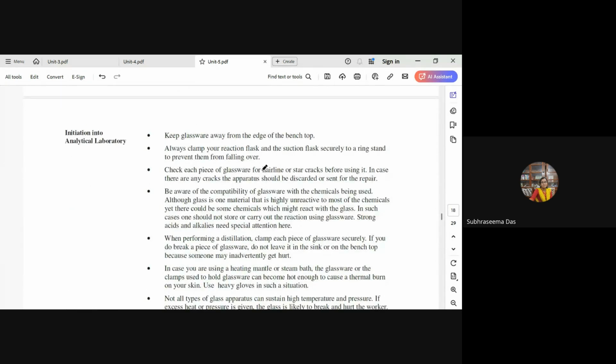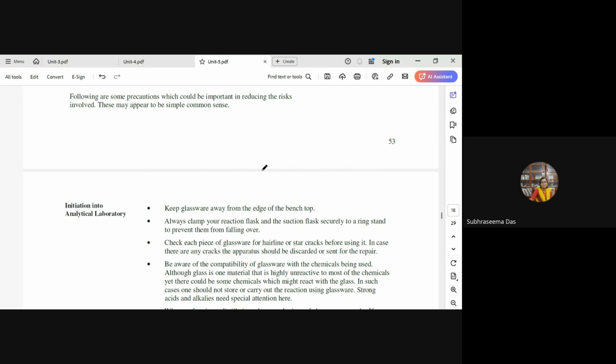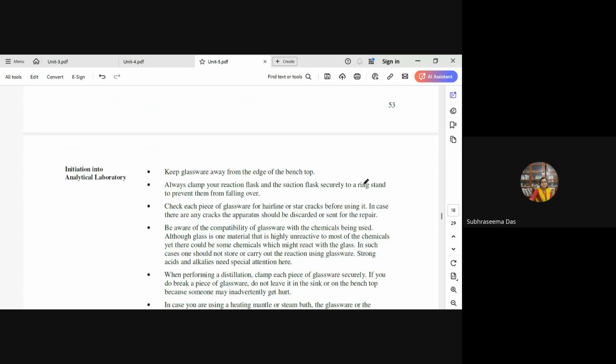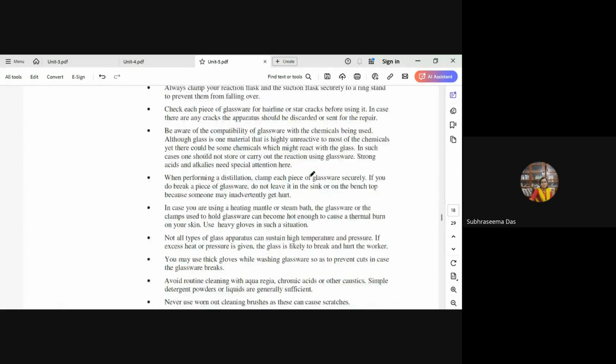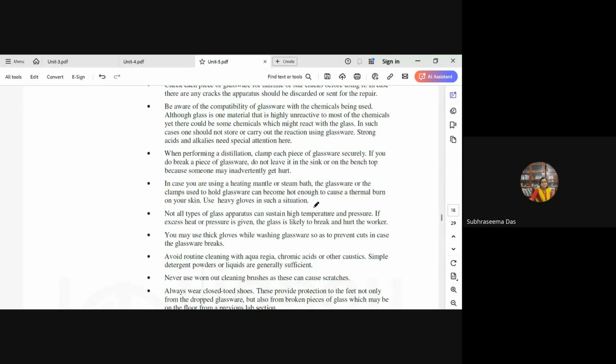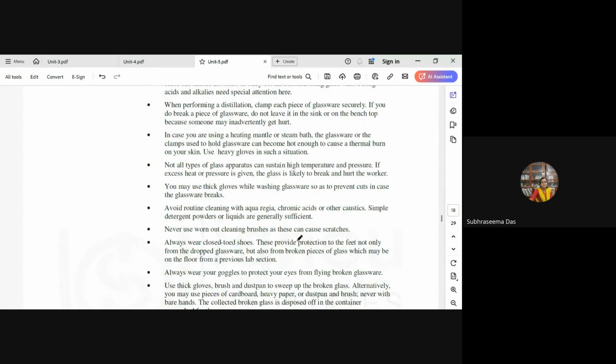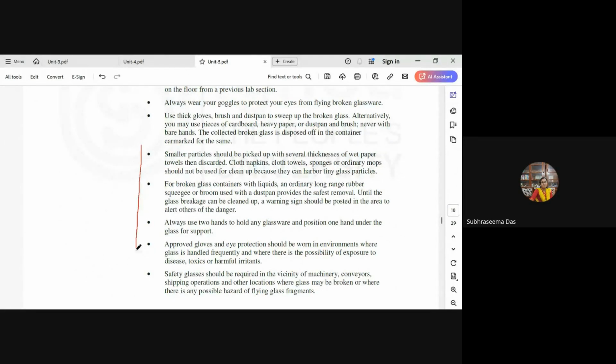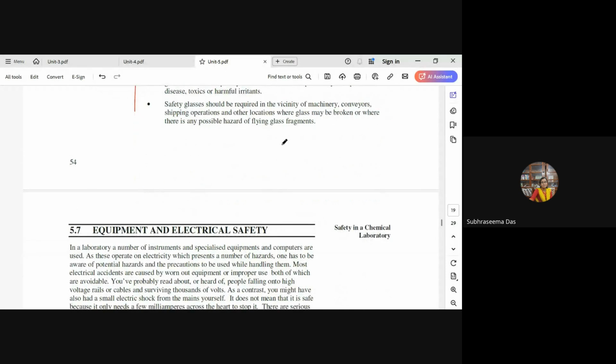Some of the common steps to follow for proper handling of glassware are that we should keep the glassware away from the tabletop. Each piece of glassware should be clamped on the reaction flask. Whenever distillation is performed, the glassware should be secured or clamped properly. Not all types of glassware can sustain high temperature or pressure, so we should always look into the manufacturer's instructions. We should use thick gloves to prevent any cuts that might arise during the glassware's handling. Some of the precautions that need to be taken have been written here.